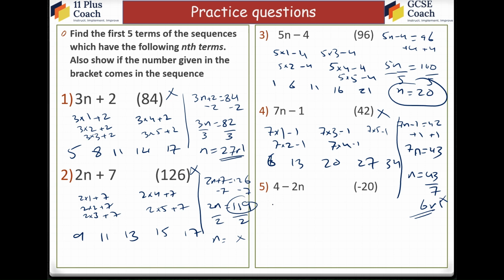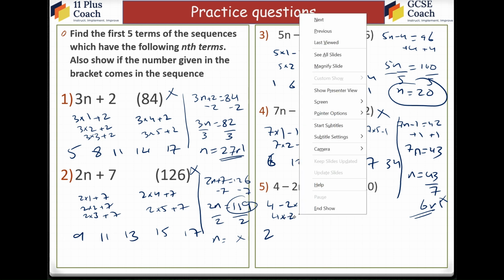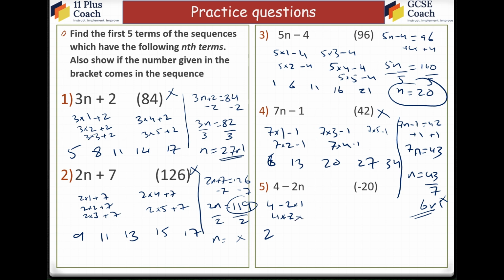Finally, 4 take away 2 times 1. So 4 take away 2 is 2. 4 take away 2 times 2. So 4 take away 4 is 0. 4 take away 2 times 3. 2 times 3 is 6. 4 take away 6 is minus 2.